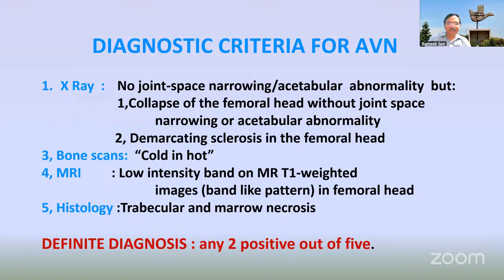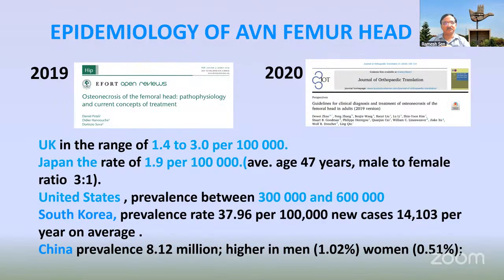Incidentally, when we look at the diagnostic criteria for AVN, the clinical picture does not matter at all. We have X-rays, scans, MRI, and histology. Any two positive out of these five are sufficient to diagnose AVN as a disease. How often does it happen? Now, this is some of the data from different countries.